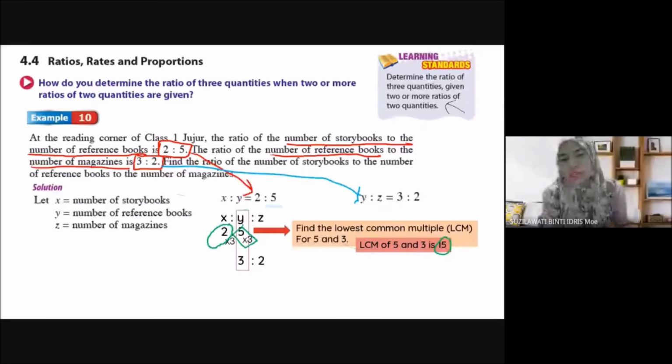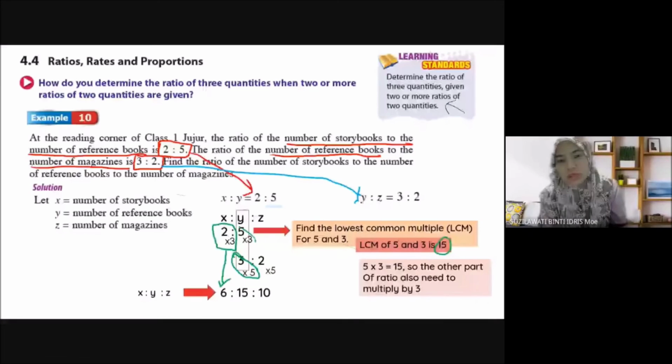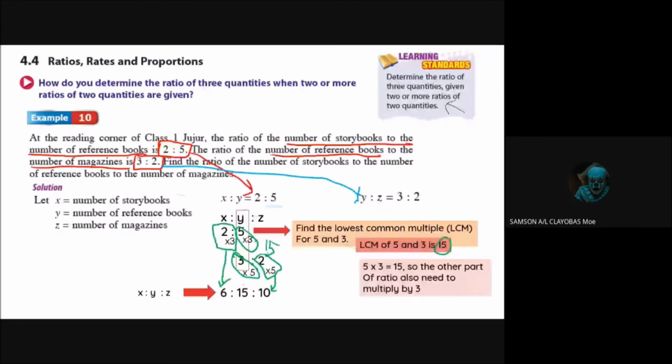Remember, last time you learned that you need to multiply both parts. So the final answer will be X to Y here, 6 to 10. This one is already multiplied, so it now equals 15. Then this one, 2 times 5 is 10. Do you understand? Yes, teacher. Yes, teacher.